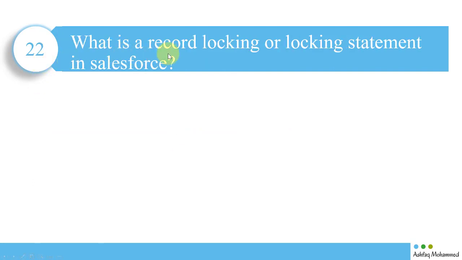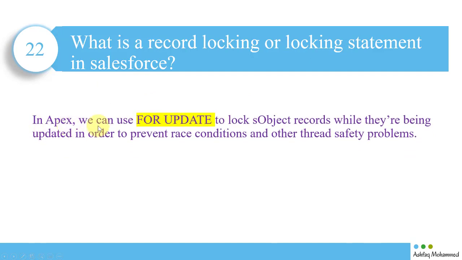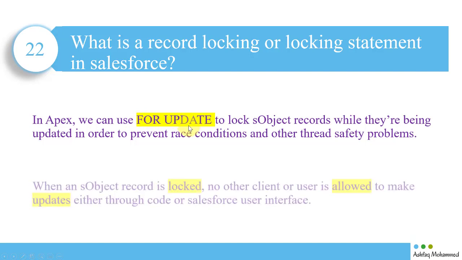Question number 22, what is record locking or locking statement in Salesforce? In Apex, we can use FOR UPDATE to lock sObject records while they are being updated, in order to prevent race conditions and other thread safety problems, right? So we can lock the records when we want to do an update, by using the FOR UPDATE statement.